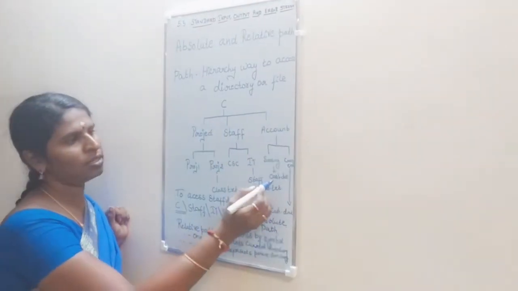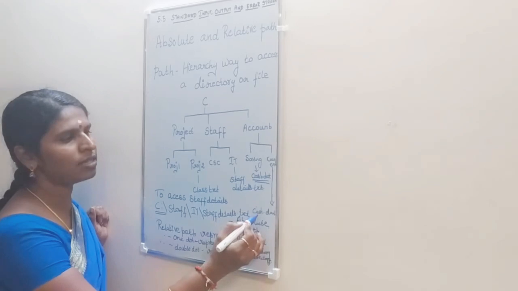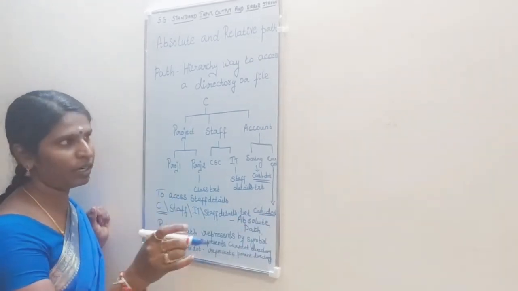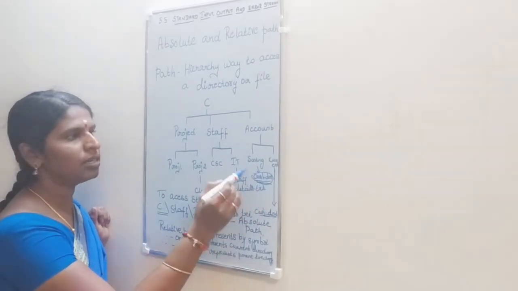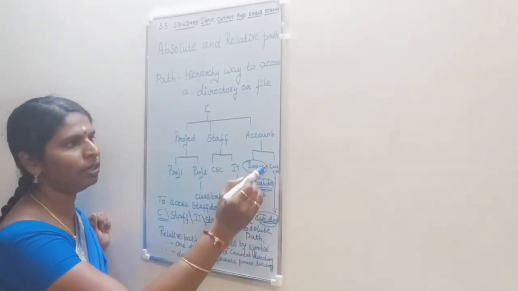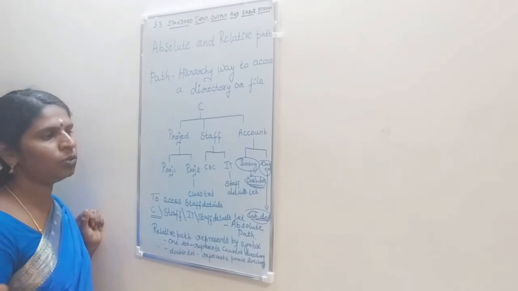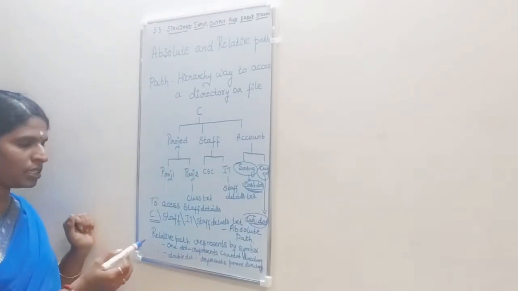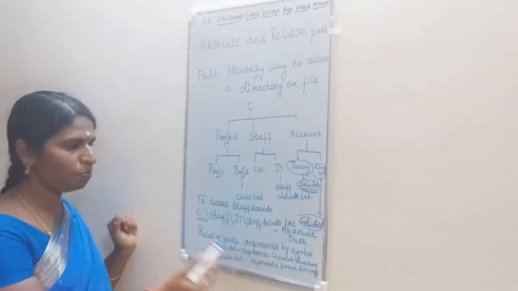Next, see here, both file names are the same, but they are different. One is under the subdirectory saving. The other is under the subdirectory current. So both are different. Next we are moving to relative path.